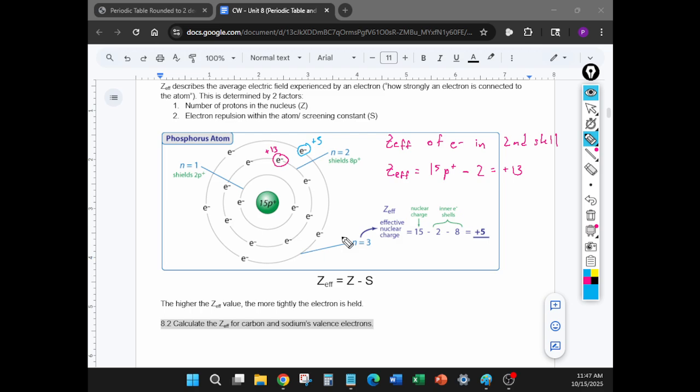That makes a lot of sense, because the closer the electrons are to the nucleus, the more tightly they're held. On the outside, it's plus 5. Second shell, it's plus 13. If you go to the first shell, it's going to be plus 15, because there are no inner electrons. It's just the protons attracting it. As you go deeper into the atom, the Zeff values get higher, because the electrons are held tighter and tighter as you get closer.